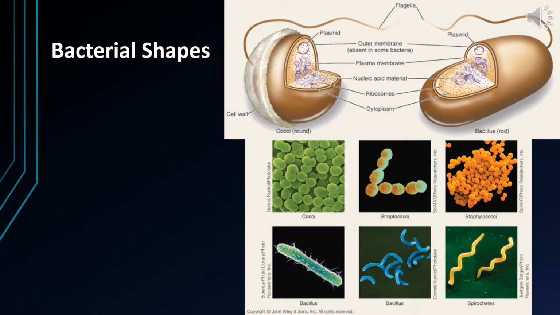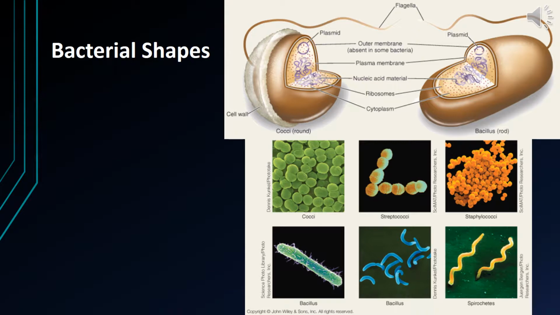So this drawing just shows the difference between the two basic bacterial shapes. At your left we have a cocci-shaped bacteria compared to a bacilli-shaped bacteria. And as you can see, they're made up of the same structures and only their shapes differ. And below that we have some pictures of cocci and bacillus bacteria.